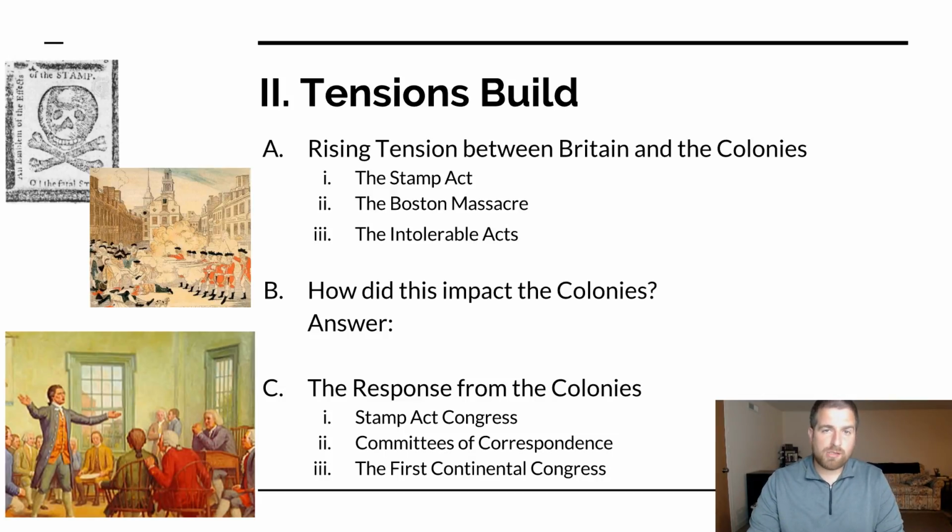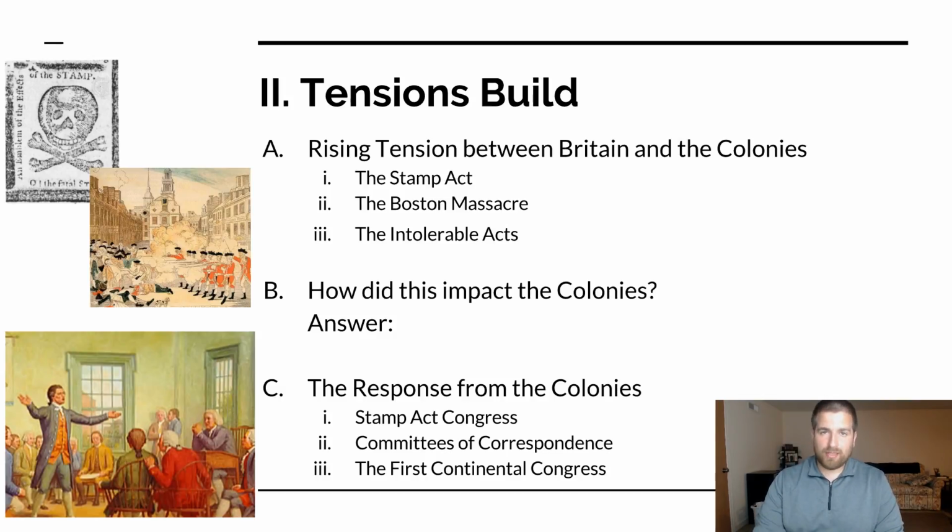Secondly is something known as the Committees of Correspondence. As tensions rise and as the British tighten their grip on the colonies, the various colonies stay in contact through these committees. And so it is a way for colonists to stay in contact and organize resistance against the British.